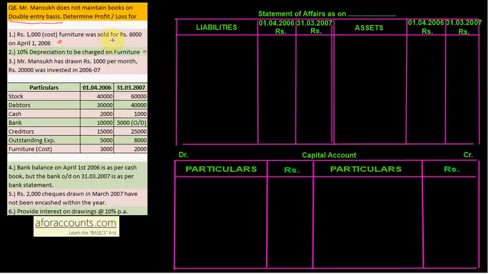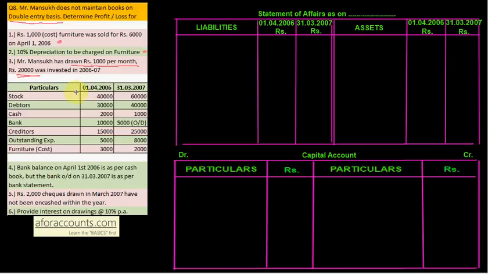These are all after adjustment, after finding the net profit before adjustments. So just mark them. Mr. Mansukh has drawn rupees 1000 per month. Rupees 20,000 was invested in 2006-2007. So what is this? Drawn rupees 1000 per month is your drawing. 1000 into 12 is 12,000 drawings, and invested 20,000 in 6-7. So your start date is 1/4/2006, ending up to 31/3/2007. So during the year, additional capital invested is 20,000.